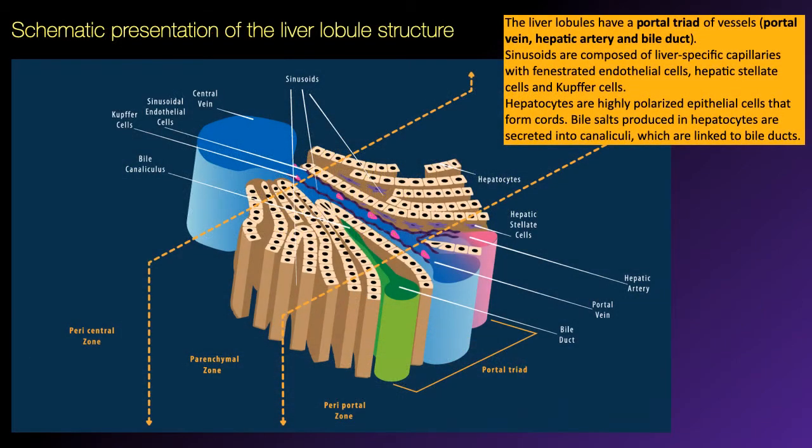So in this figure, just as a reminder, you can see how the functional cells of the liver are organized around the triad of vessels inside the liver. You can see the hepatocytes forming cords. These cells produce and secrete the bile into canaliculi, which drain into the bile ducts. The bile is then stored in the gallbladder until needed for digestion.